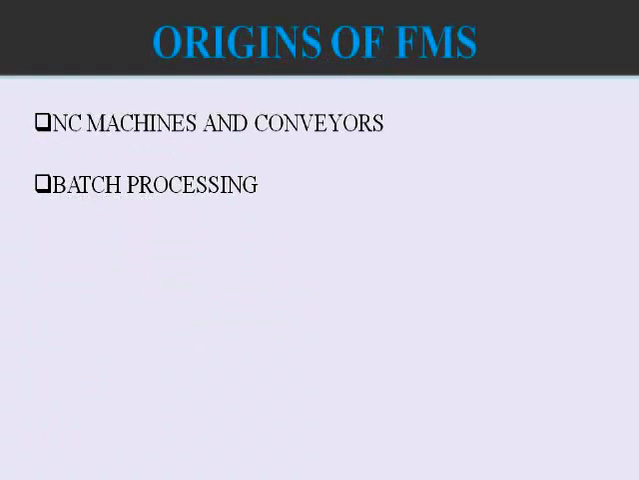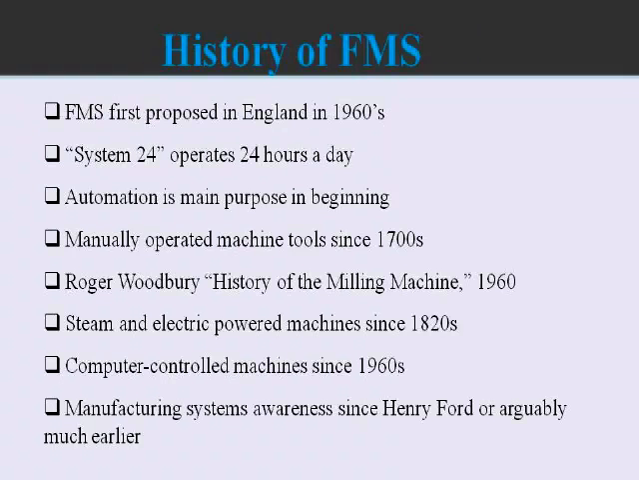The origin of FMS, if you consider, is because of numerical control machines and the automated conveyor systems, which maybe resulted into today's FMS, because NC or CNC machines are important components. The transfer of workparts between the machines is by automatic conveyor. And because FMS is a mid-volume production system, we can consider it as a batch processing system.